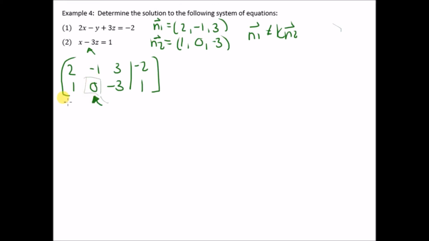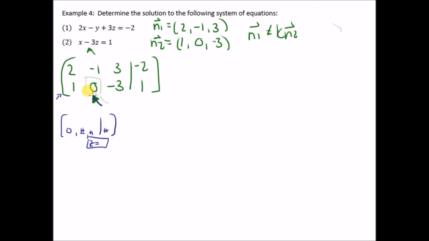If you recall from the last question, row 2 looked like 0, number, number, and then number. All we did is substitute in z equals a parameter. So we're going to do this exact same thing here.